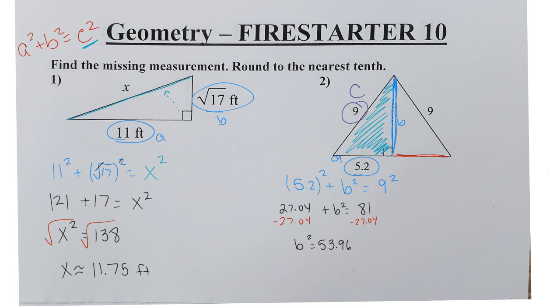So remember, the square root is what makes this little 2 go away, and if I do it to one side, I have to do it to the other. So that's how I end up with b equals, and it's not equals because I'm going to round. So it's actually approximately, we'll say, 7.35. And they didn't give me a unit length, so we'll just say units.